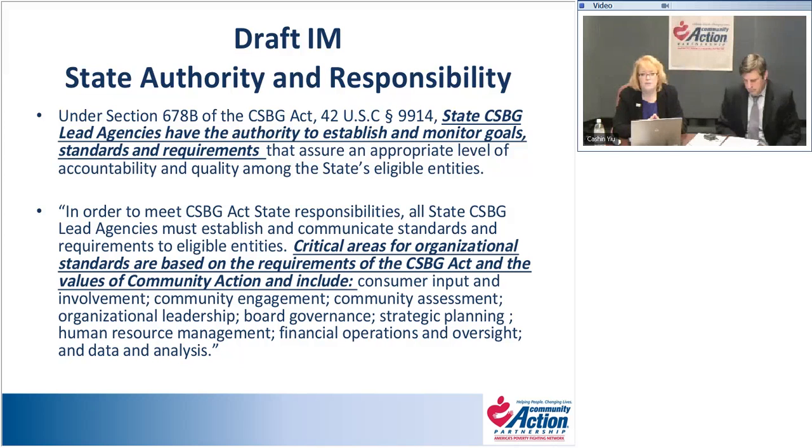In order to meet the Act's responsibilities, again, the IM states all state CSBG lead agencies must establish and communicate standards and requirements. Critical areas are based on the requirements of the Act and the values of community action. And again, here's where you see them itemizing those nine areas: consumer input and involvement, community engagement, and community assessment. Some of those things get at those values that are unique to community action. Then we get to see organizational leadership, board governance, strategic planning, HR, some of those nuts and bolts capacity components, financial operations and oversight. And then that data and analysis piece we know will cross over quite a bit with what Roman Next Gen is doing, but all of that really kind of encompasses the breadth of the work that the network is doing.